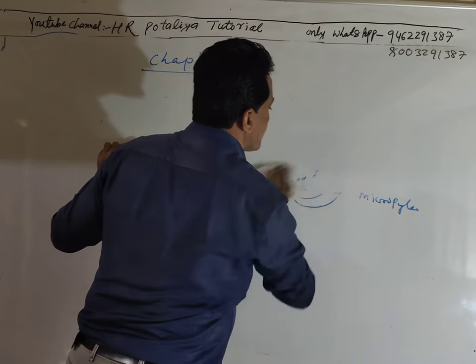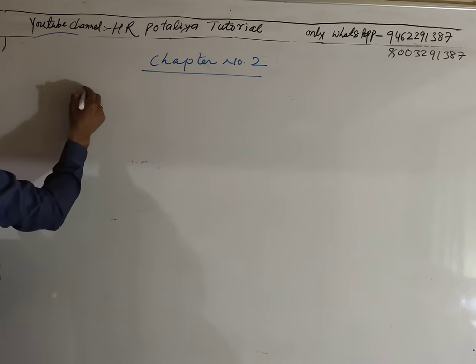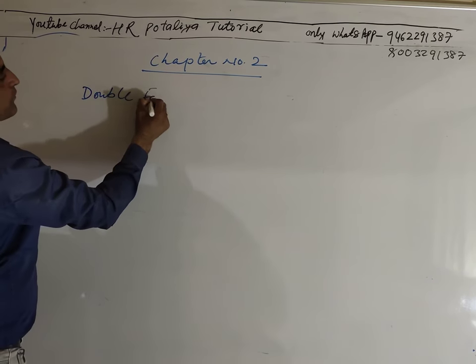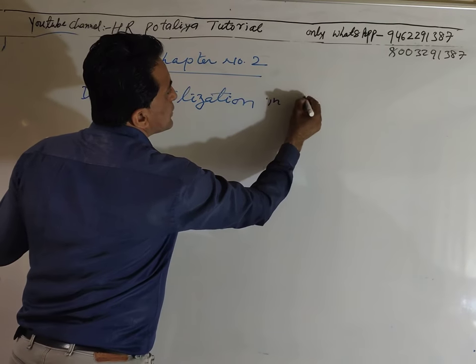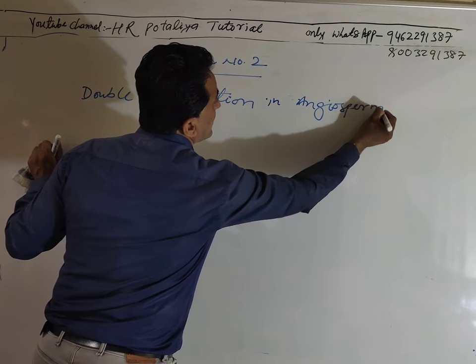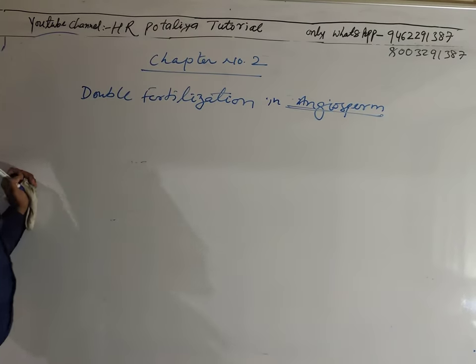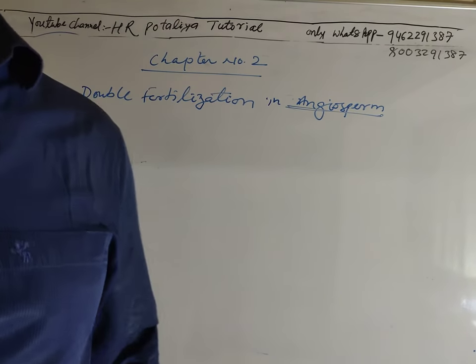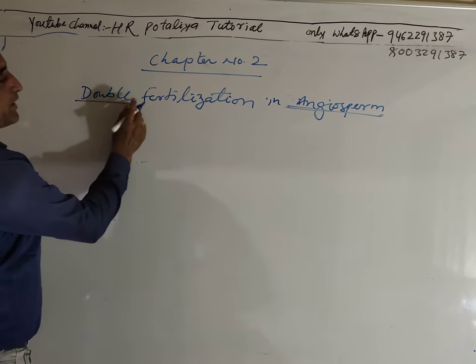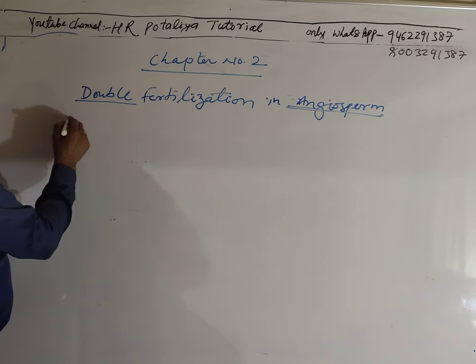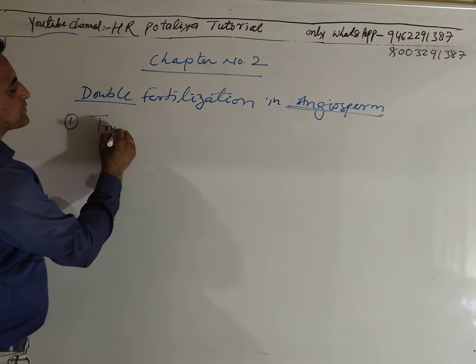Now, next question. Double fertilization in angiosperm plants. Double fertilization is present only in the angiosperm plant group. In whatever other groups there are, only one type of fertilization, single fertilization, is present. But here, fertilization is of 2 types: one is syngamy and the other is triple fusion. Why is the term double fertilization used? So do one thing. First, case number 1, the 2 fertilizations.